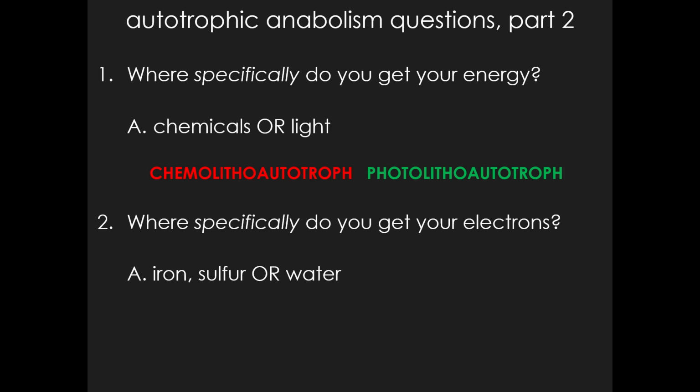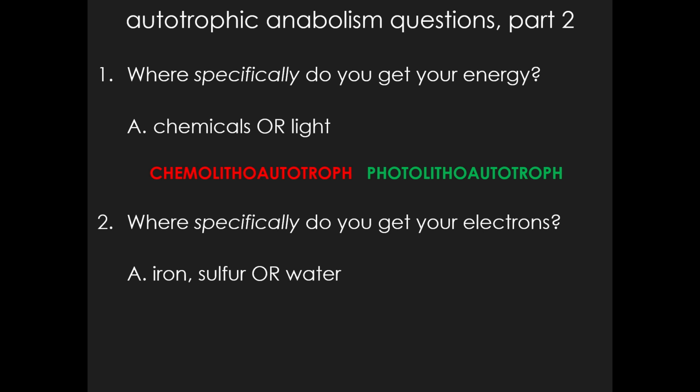So if we want to talk about these autotrophs and understand more specifically what's going on, we can ask them where they get their energy. So we know they all make their own food, but where do they get the energy to do that? They either get the energy from chemicals, or they get that energy from light. So you might have a chemoautotroph, or you might have a photoautotroph.